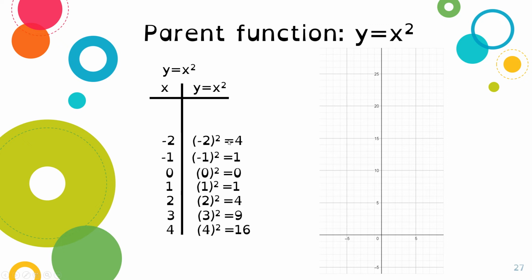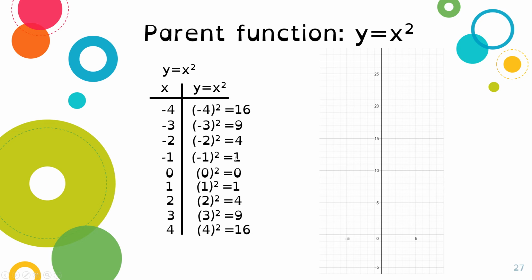-2 squared is +4. -3 is our x, our y is equal to -3 squared, which is 9. And -4, our y is equal to -4 squared, which is 16. So you'll see a pattern in our numbers is that it's symmetrical around 0.